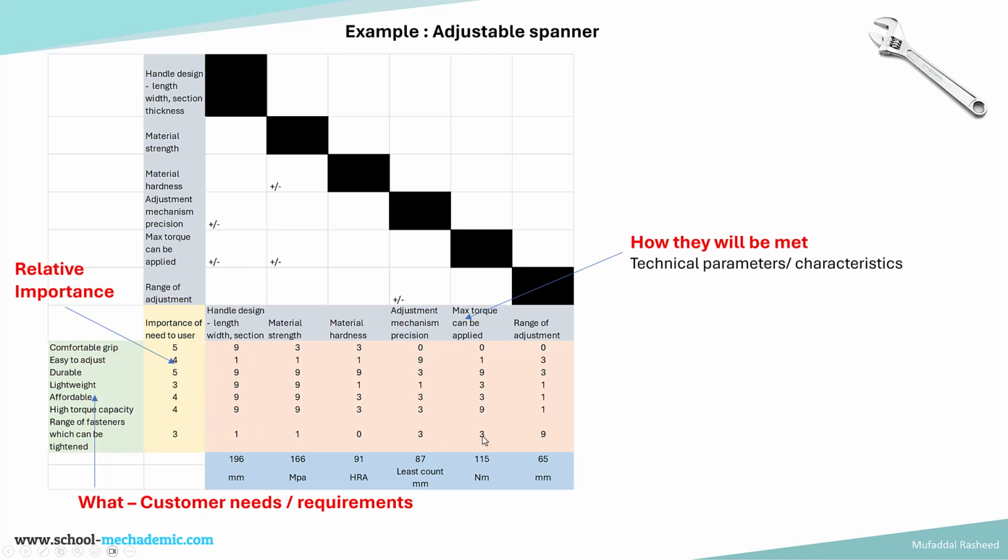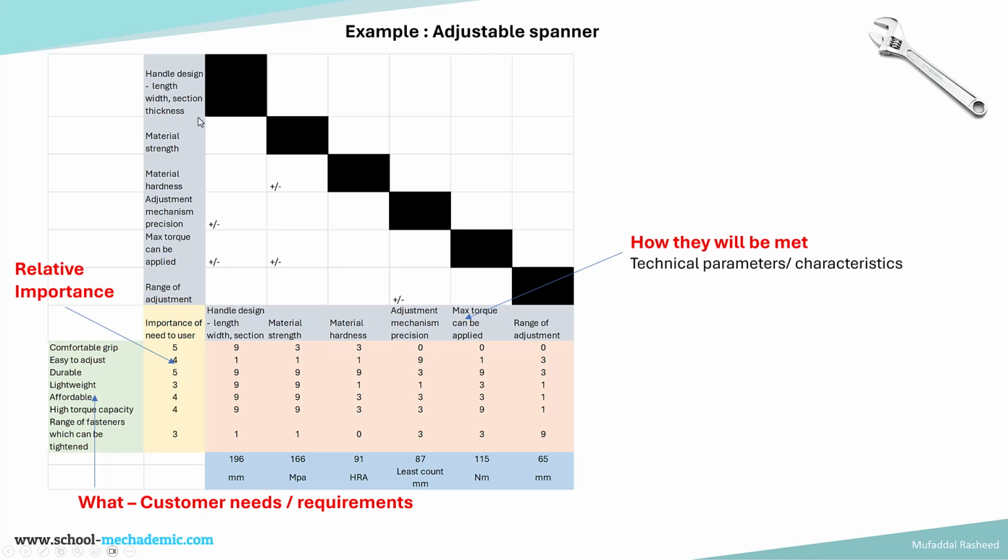And this matrix in orange is showing the relationship between the needs and the engineering parameters. Higher the value, more the relation is there between the need and the engineering parameter. 9 means highest, 3 means medium, 1 means low, and 0 means no relationship.